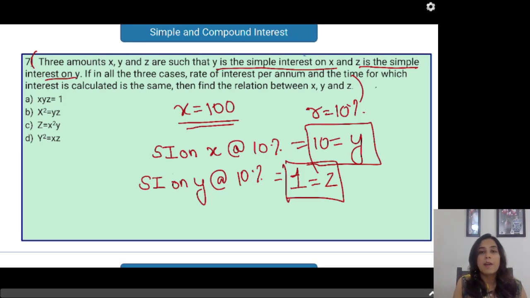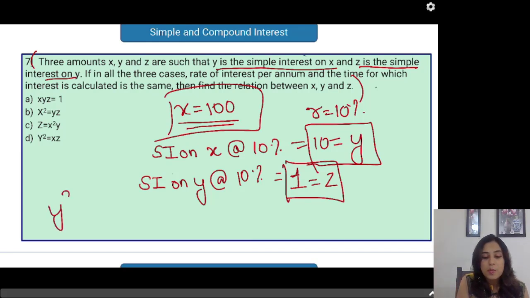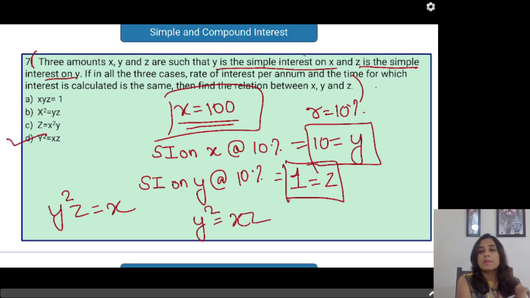So I have got three values. I've got the value of x, y and z. And if you find out the relation, then you get y square z is equal to x. So the correct answer is, or I can say y square is equal to x into z. So the correct answer is option D.